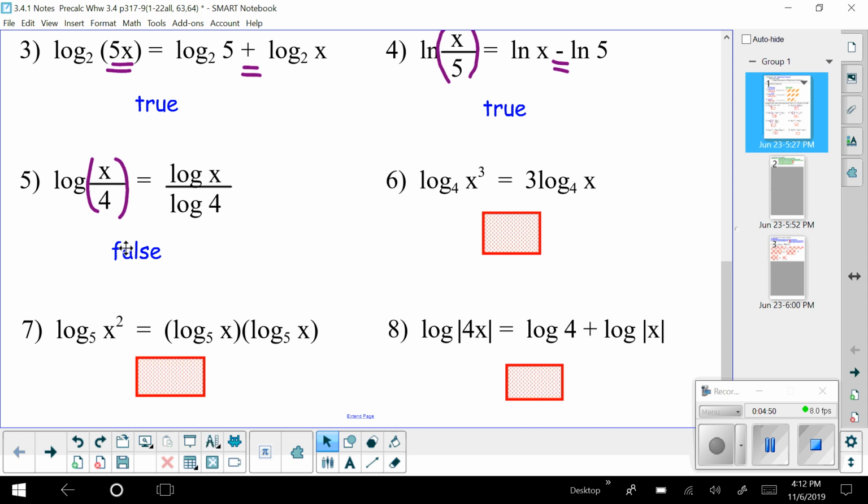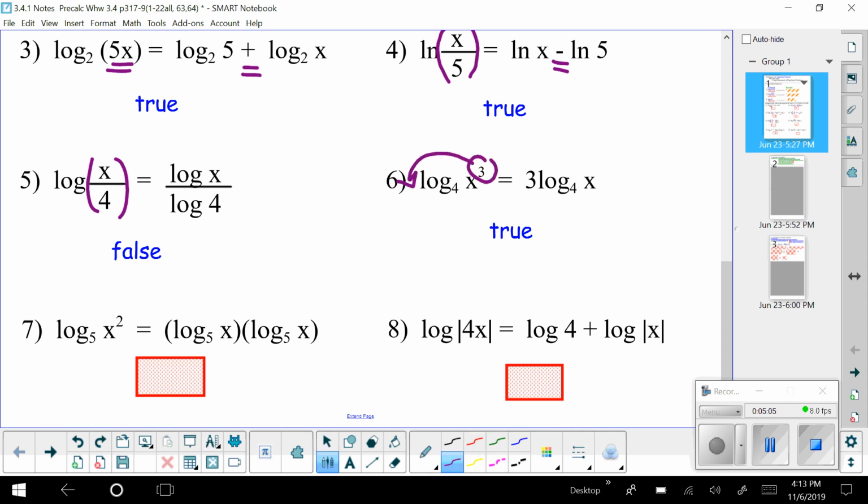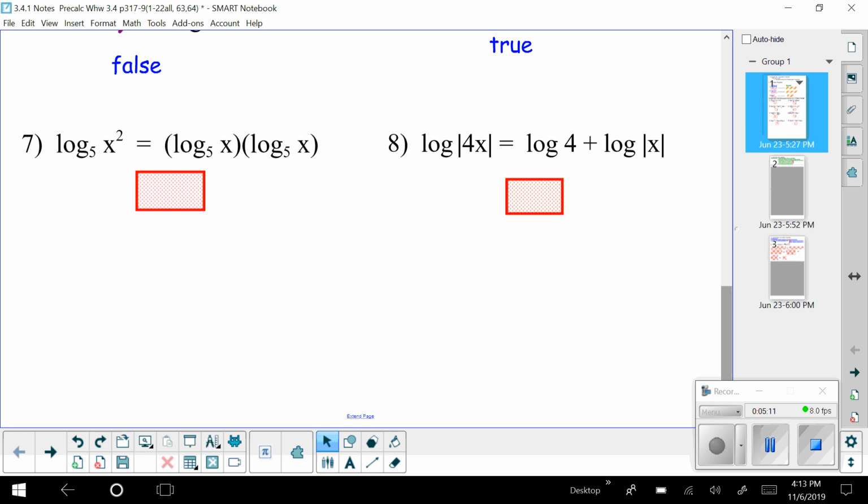Number 6, log base 4 of x cubed is equal to 3 times the log base 4 of x. True or false? This one is true. The power rule says when we have an exponent, it kicks out front and it turns into multiply. Problem 7, log base 5 of x squared is equal to log base 5 of x times log base 5 of x.